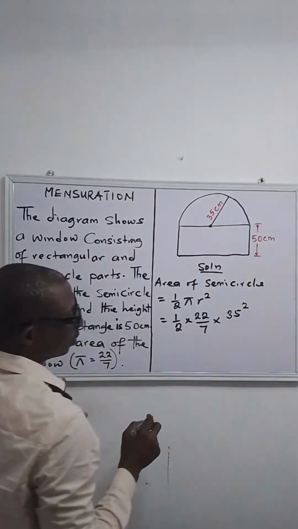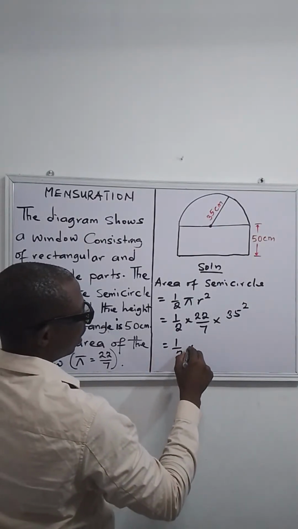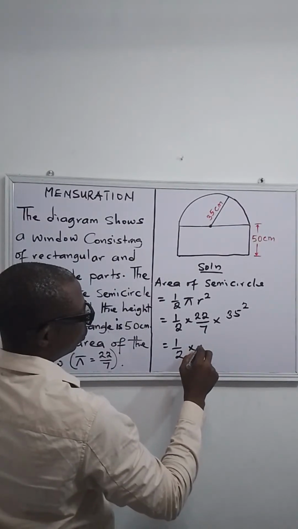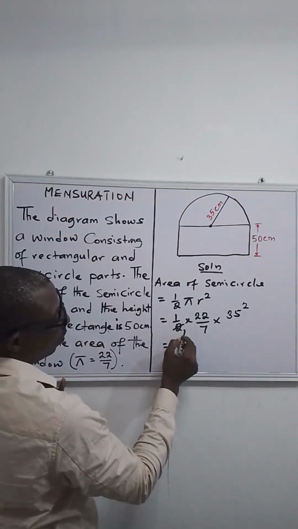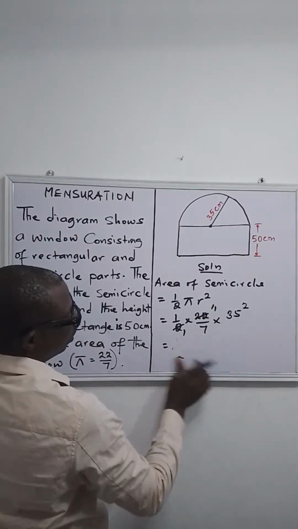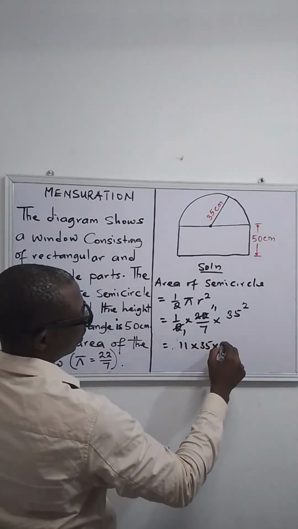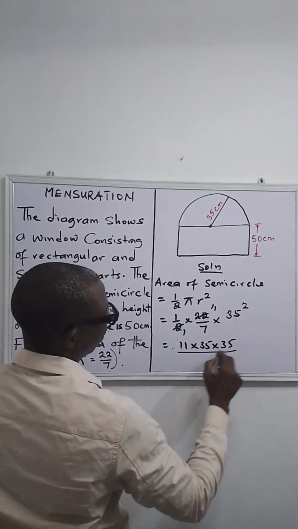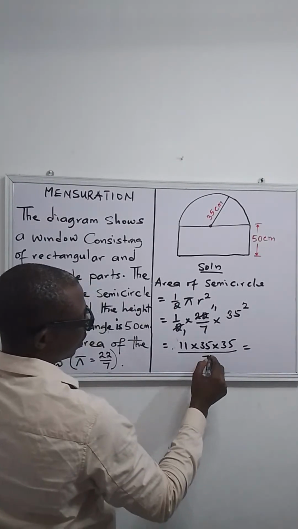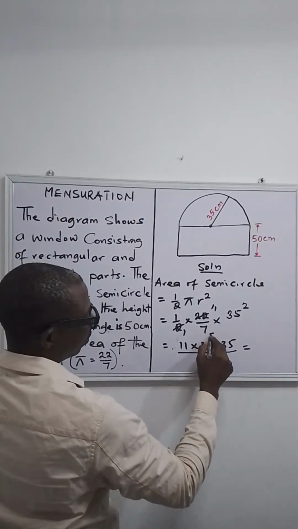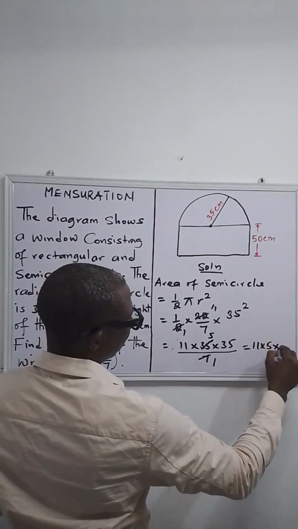That's the radius. Okay, so we have 1 over 2 times 22. Before we write this, let's reduce this. 2 goes here 1, 2 goes here 11. So we can simply write 11 times 35 times 35 over 7. And because 7 goes here 1, 7 goes here 5, we have 11 times 5 times 35.